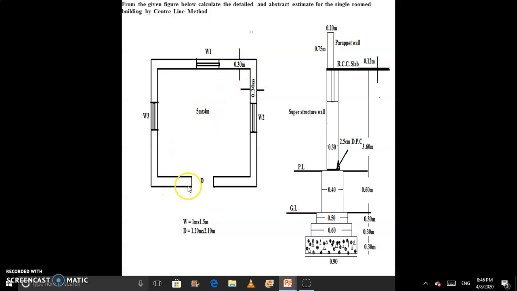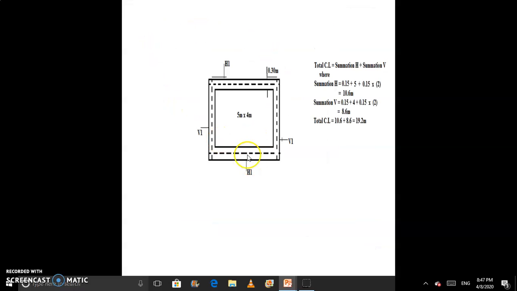So first we have to draw a center line in our plan, and after that we make a single wall. In the long wall short wall method we count as a double, meaning here we have two long walls and two short walls, but in the center line method we convert it into a single wall. So how do we convert it into a single wall? First we make a center line like this, and we have to find the total center line length.